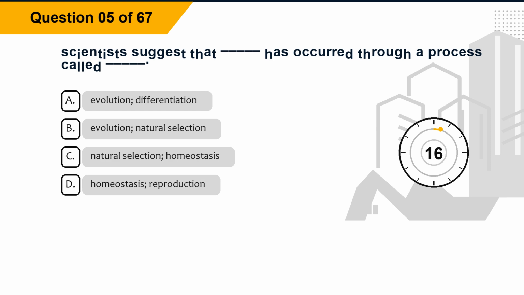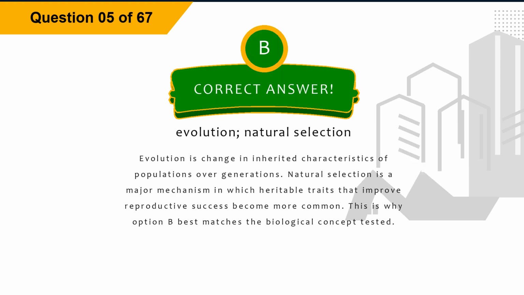Question 5. Scientists suggest that blank has occurred through a process called blank. Option A, evolution, differentiation. Option B, evolution, natural selection. Option C, natural selection, homeostasis. Option D, homeostasis, reproduction. The correct answer is option B, evolution, natural selection. Explanation. Evolution is change in inherited characteristics of populations over generations. Natural selection is a major mechanism in which heritable traits that improve reproductive success become more common. This is why option B best matches the biological concept tested.